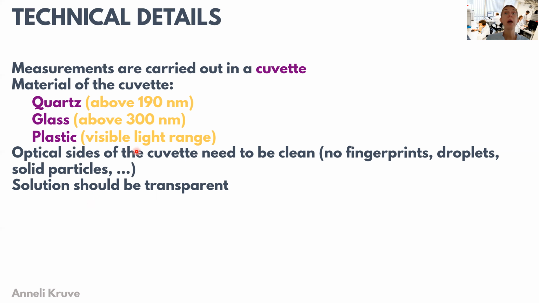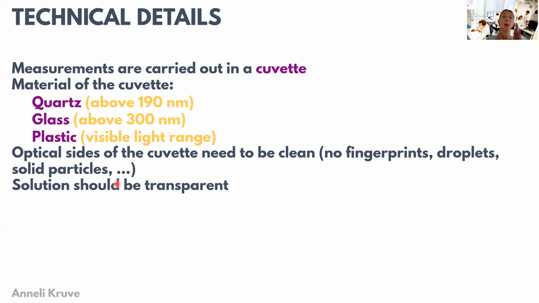The cuvettes have two optical sides. These are the sides from which the light from the light source, which has passed through the monochromator, is now entering the sample. It passes through the sample, and then it exits from the cuvette from another optical side.